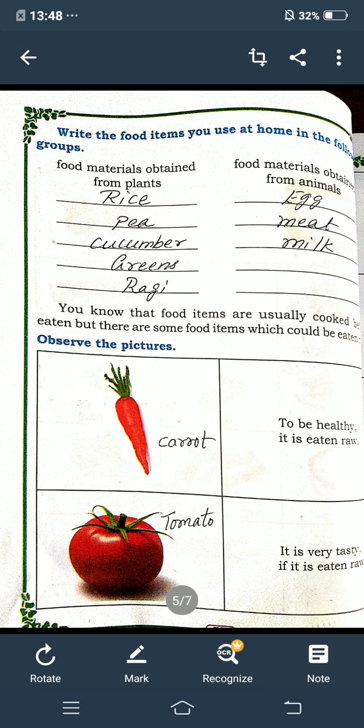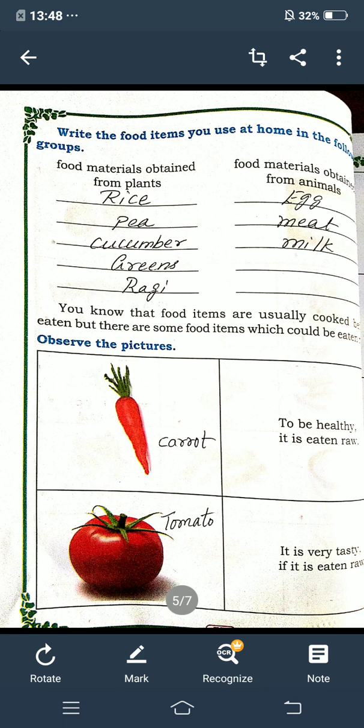So we get food items from plants are rice, pea, cucumber, greens and ragi. So rice, pea, cucumber, greens, ragi. So these are the food materials obtained from plants.